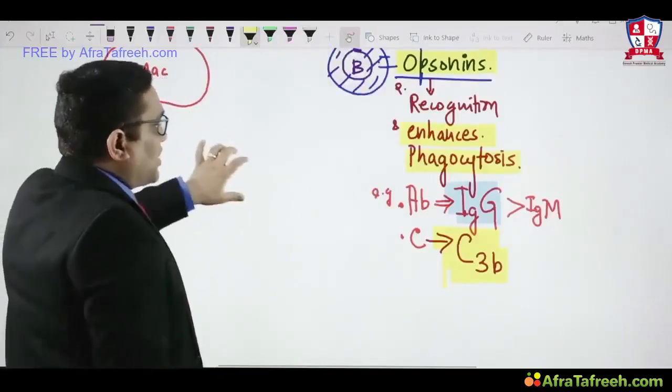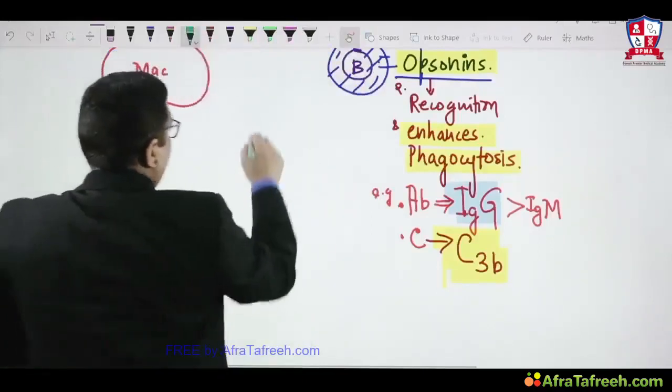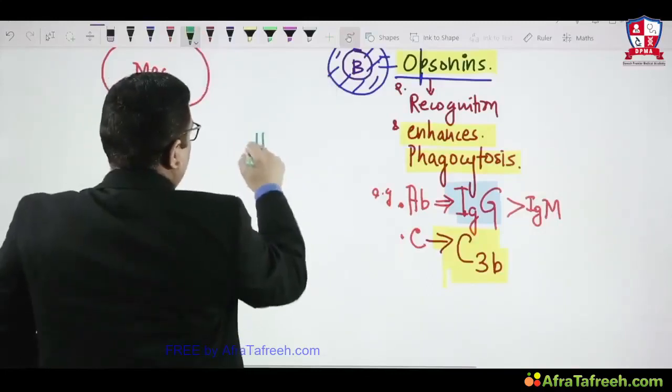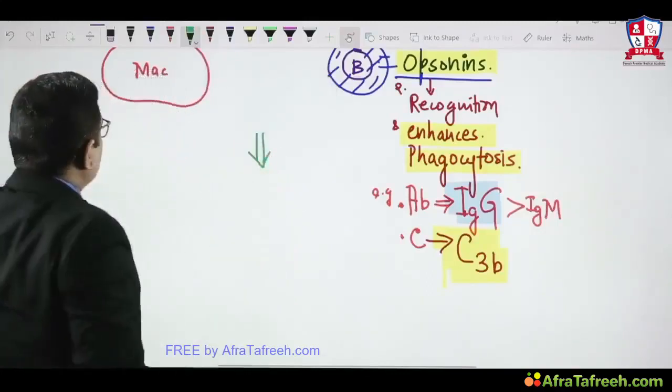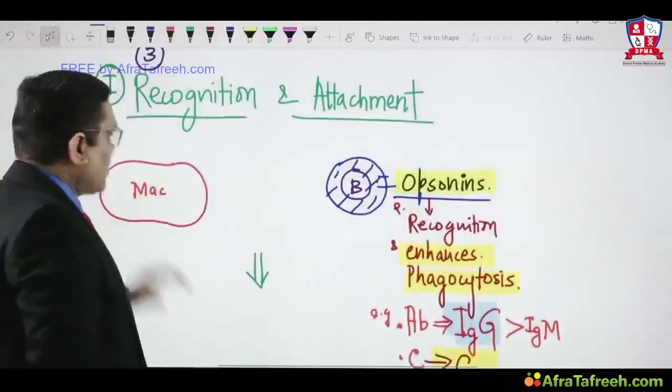This opsonization is essential for recognition. Once they have been recognized, opsonin is for recognition. So after recognition, what will be the next step? Now you can see they have been recognized because of the opsonin. So what will be the next step?